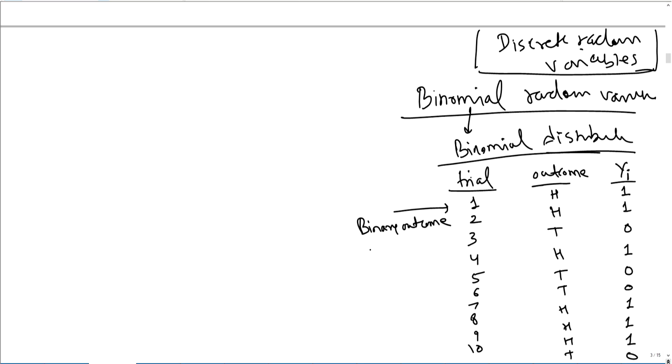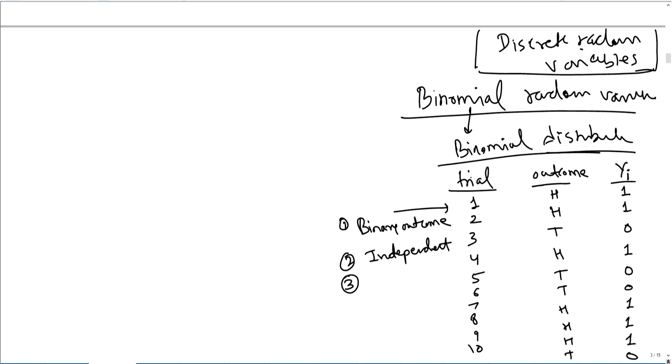Second, all these trials are independent of each other. What does that mean? That the coin toss in the first trial does not affect what would appear in the second trial. So, whatever outcome you are getting in the first trial, let us say first time you toss a coin you get a heads, would that affect what you would get in the second trial? No, right. So, that is called independence property, that the trials are independent from each other.